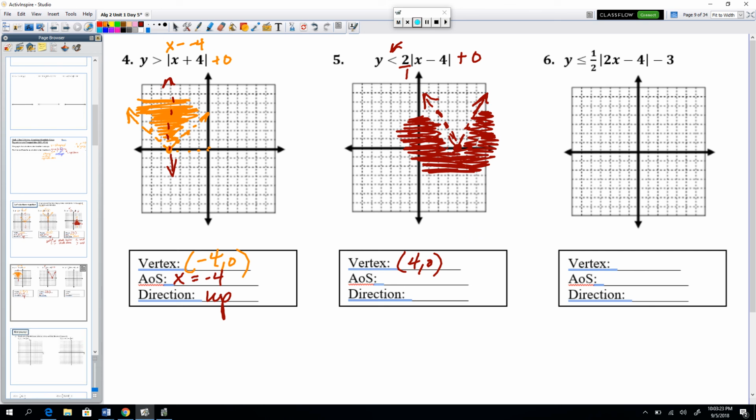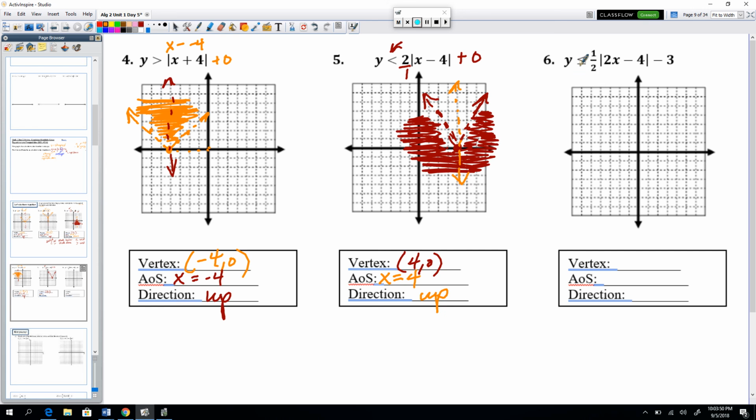The invisible axis of symmetry that would cut this in half cuts right down through here. Hopefully you've noticed by now that your axis of symmetry is simply the line x equals the x-coordinate of my vertex. You can bank on that. And the direction of this graph is up. If I went too fast on any of these, please pause the video, go back and replay that until you understand.